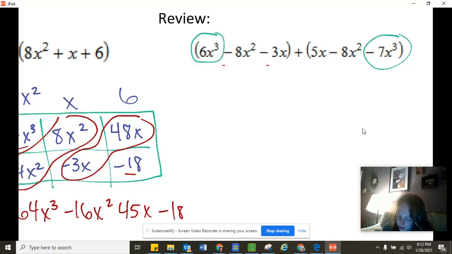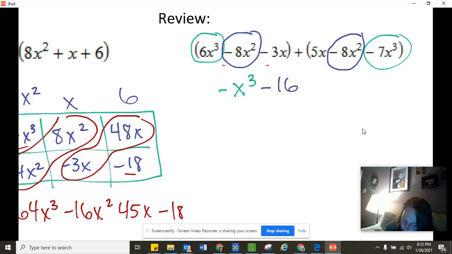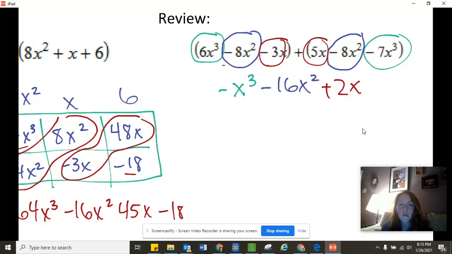So 6 and negative 7 gives me negative 1x cubed, or just negative x cubed. Next, I have my x squareds. So I have negative 8x squared and negative 8x squared. Add those together and I get negative 16x squared. And then last but not least, these two guys, which add together to give me 2x. Remember that when combining like terms, we add the coefficients, but the exponents do not change.